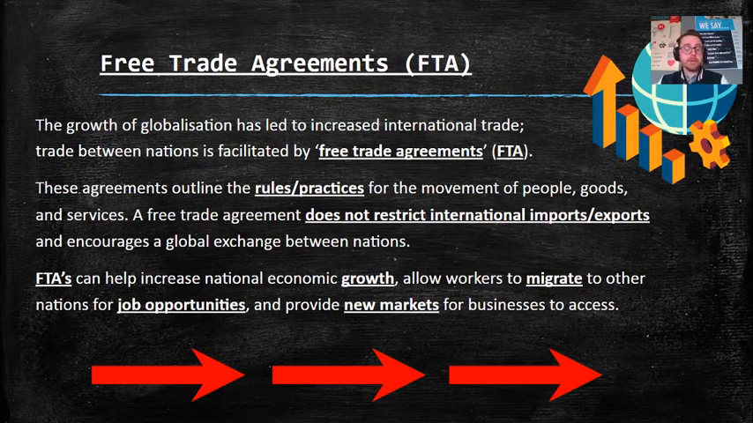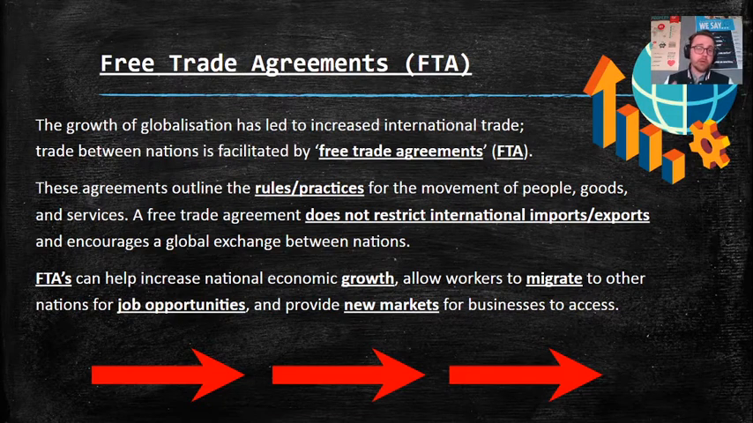Because of globalization, we've gotten a lot of international trade. Because I can sell things to other countries, it means I'm not just selling to Australia, I'm selling internationally. And trade between nations is facilitated by free trade agreements, or FTAs. You can't just do whatever you want when you're selling things to customers, whether it's face-to-face or across the world. We have rules, we have practices that are outlined in these FTAs. It's kind of like a code of conduct for big international companies and countries. These FTAs outline the rules and practices for the movement of people, goods, and services.